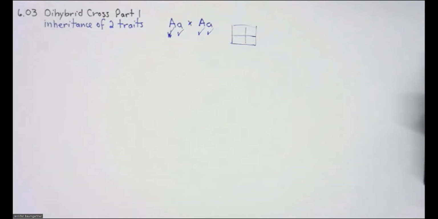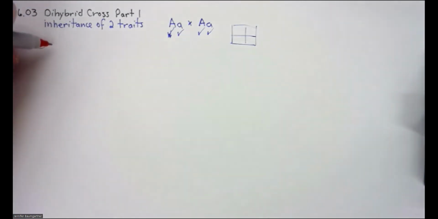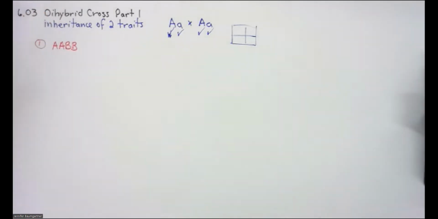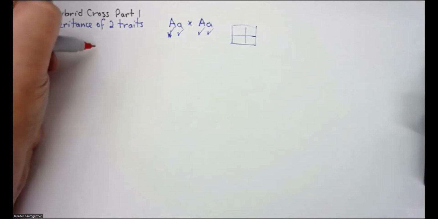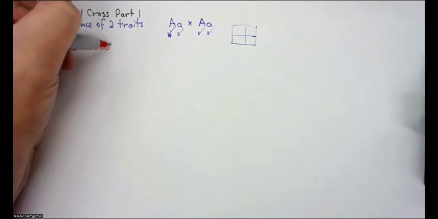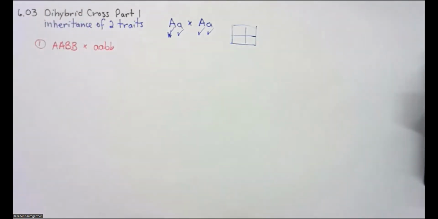So let's look at a couple of examples. Let's look at example one. I'm not even going to give traits to this, I'm just going to use the letter representation. So let's say we have a female who's homozygous dominant for two traits, and we're going to cross that with a male who's homozygous recessive. And I want to know what their offspring would be.